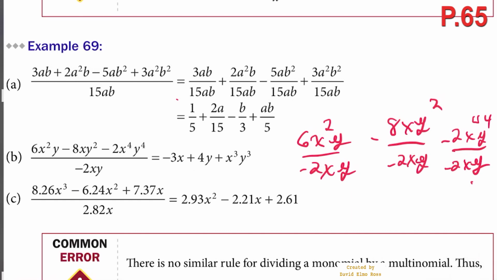On our last term here, we have minus 2 over minus 2, and we have x to the 4 over x, which will give us our x cubed. We have y to the 4 over y, which is going to give us our y cubed, and this again will then generate our final answer.